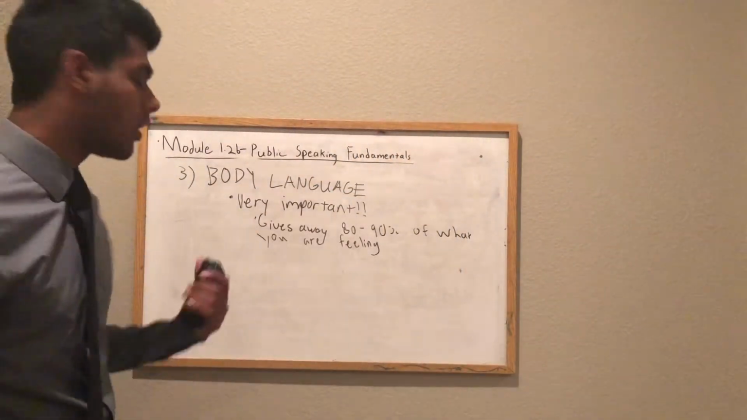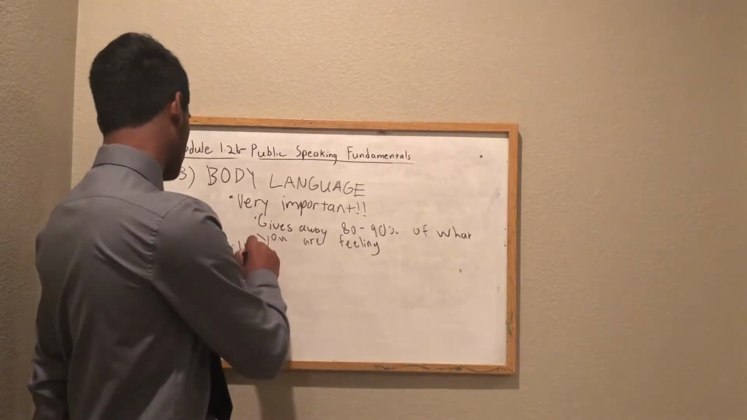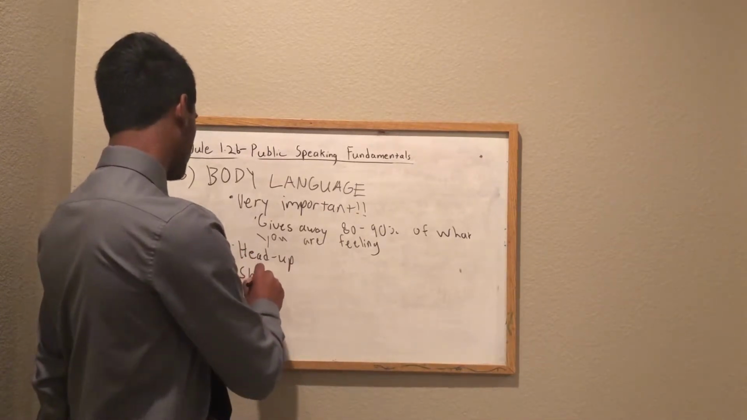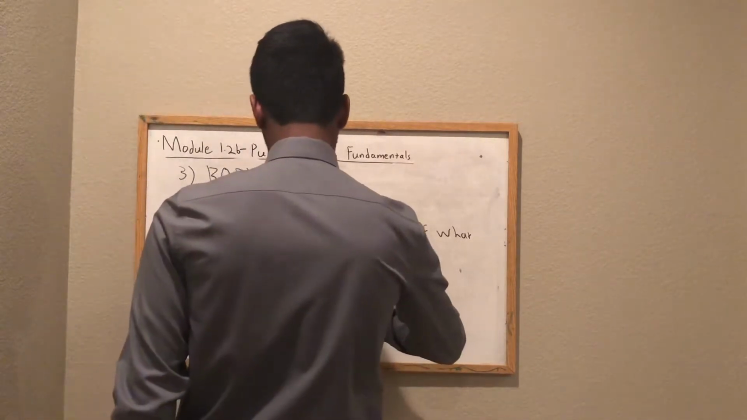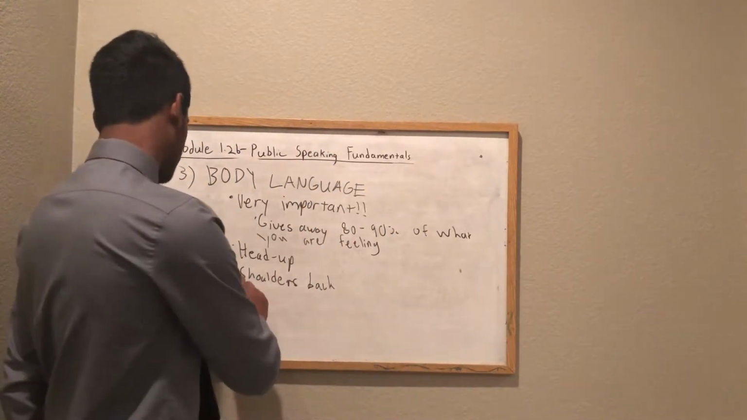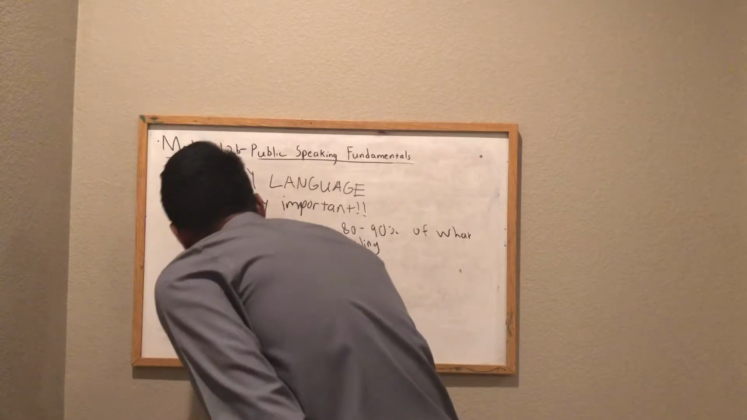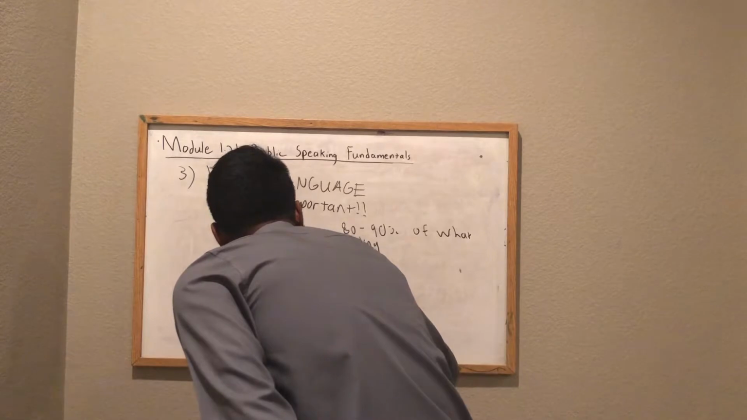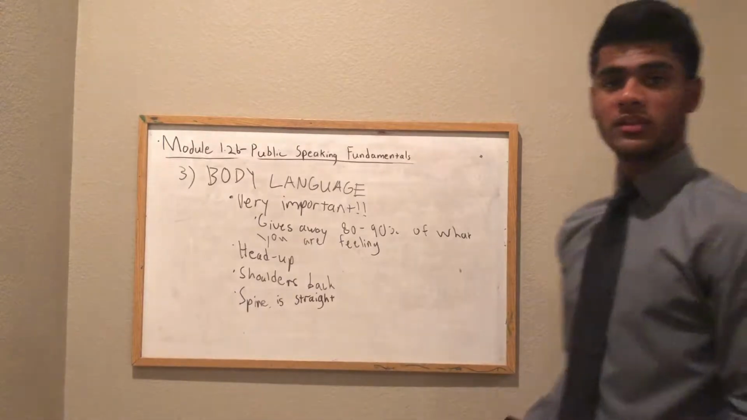Once again, just like I said in the confidence entry and exit one, I'm going to say it again. Head up. Shoulders back. And your spine is straight. So again, look at those once again, go over those.